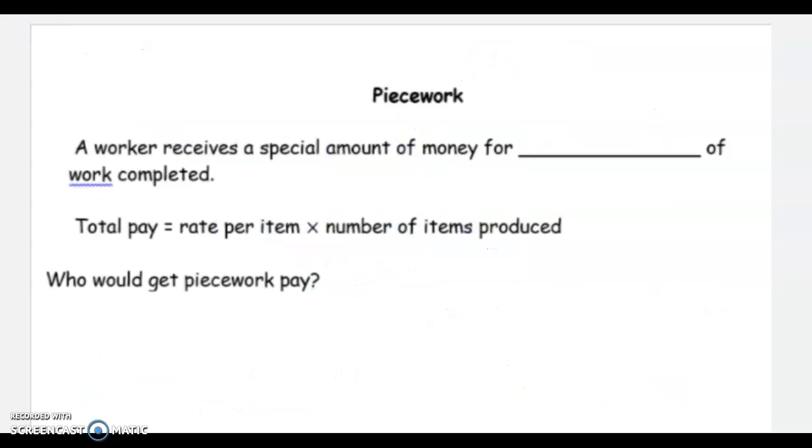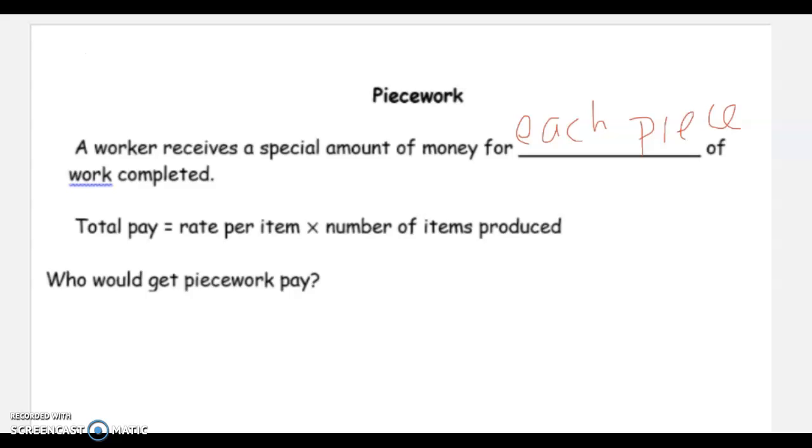All right, guys, Mr. Parisi here. Now we are talking piecework. So what is piecework? This is when maybe you don't work for an hourly rate. You get paid based on the amount of work you complete. So a worker would receive a special amount of money for each piece of work he completes. So your total pay is just the rate you get for that item or service times the number of items produced.